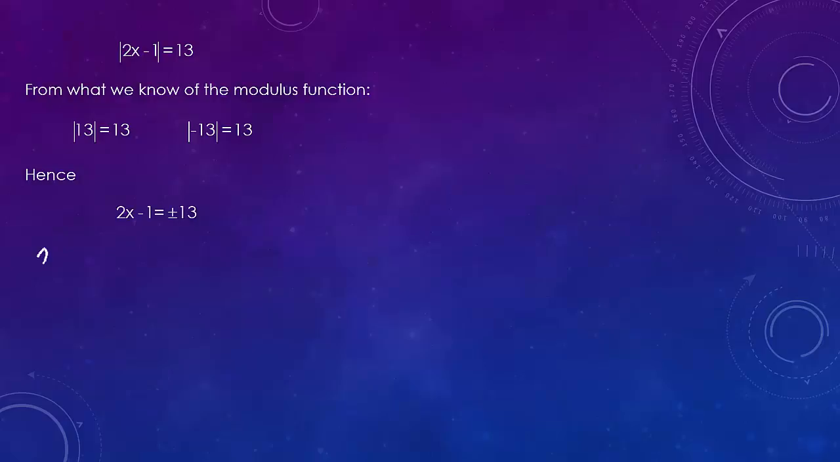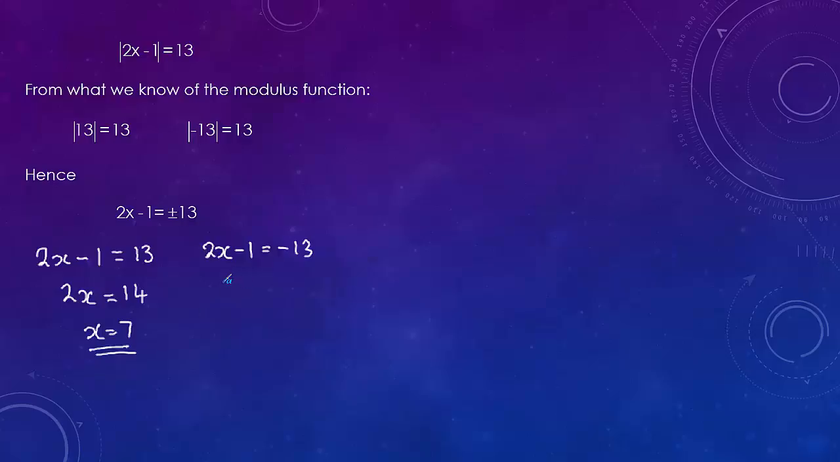So, to find the solutions to this, we need to solve both 2x - 1 = 13 and 2x - 1 = -13. So this one gives me 2x = 14, and therefore x = 7. This one gives me that 2x = -12, and therefore x = -6. So we get two solutions to the modulus of 2x - 1 = 13.